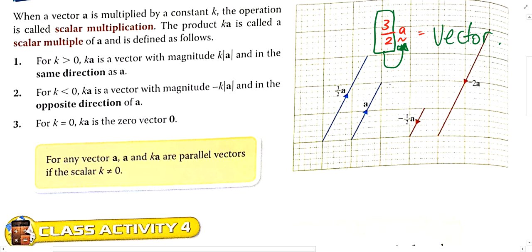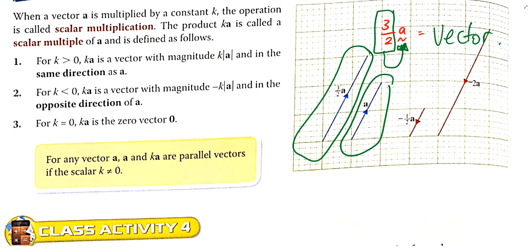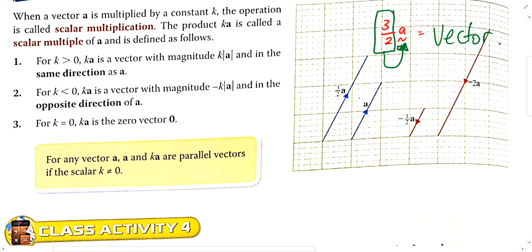So originally I had vector A. I multiply it by 3 over 2. I get my result, which is another vector. Look at their directions. Are they the same? Same direction, right? What about the magnitude? Same or different? Different. So when I multiply a scalar with a vector, the only thing that changes is the magnitude. Is there a possibility that I multiply a scalar and then the direction changes?